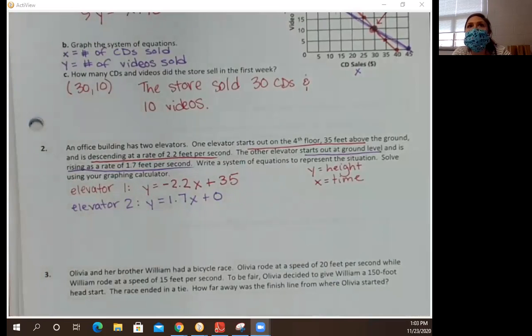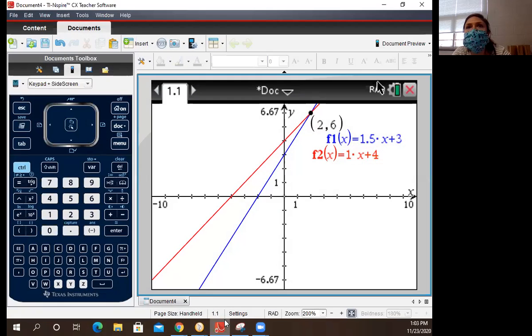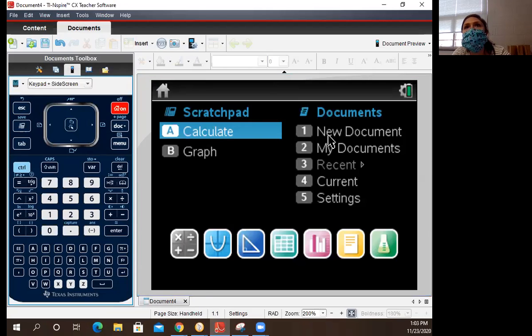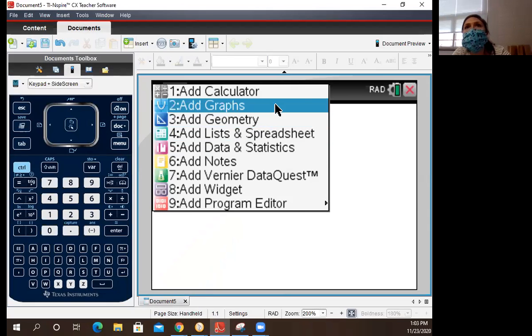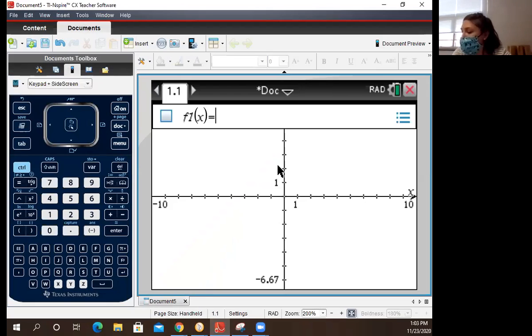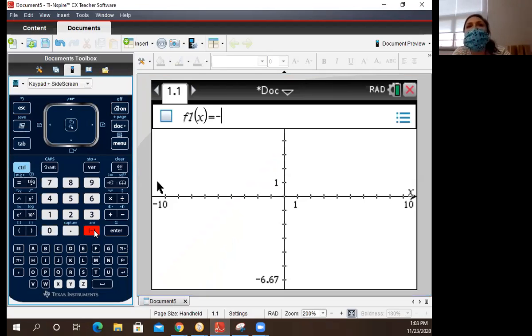Okay, so now I'm going to hop over to my calculator. Let me pull this up here. And I'm going to just go ahead and get rid of that, make a new document. I want this to have a graph because I need to graph stuff. And then I'm going to type in the equation for each graph. So for my first one, negative 2.2x plus 35.